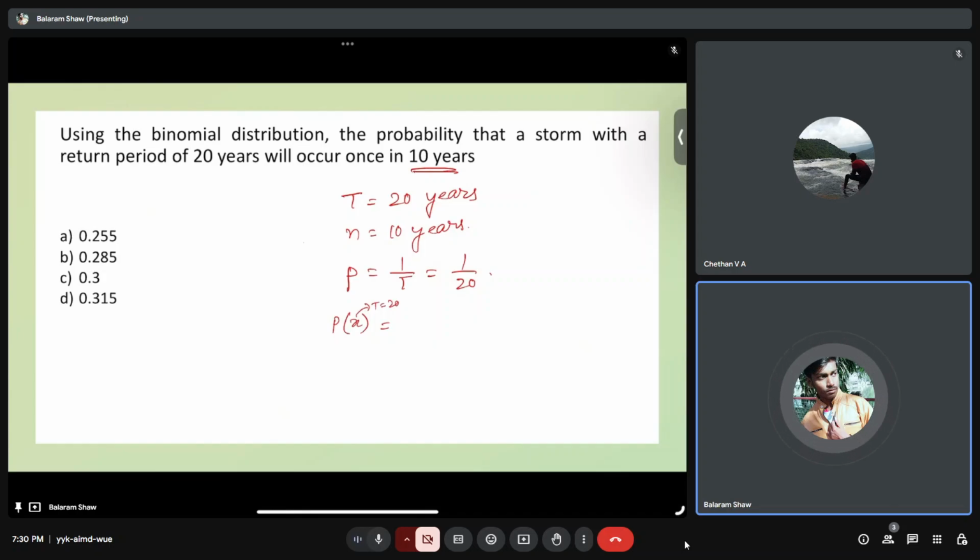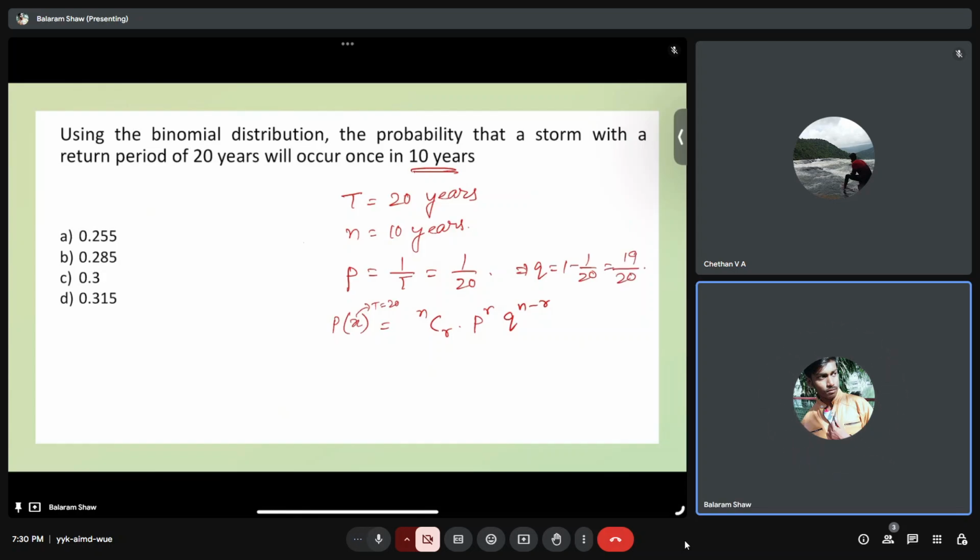You might remember this from the binomial distribution. You can write this as nCr p^r q^(n-r). If p is 1/20, q will be equal to 1 minus 1/20, that is 19/20.